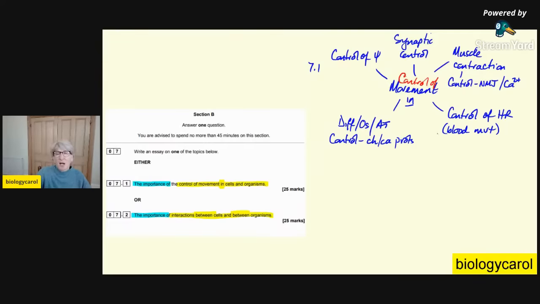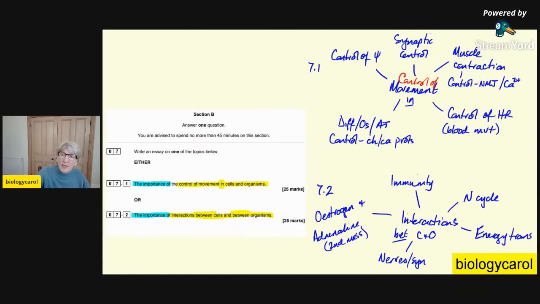But I must admit, even content-wise, I thought, oh, that felt harder. So interactions between cells and organisms, I came up with my five much more easily in terms of the content that I could write about, describing the examples. So I would naturally have gone for 7.2, but then I did always, don't just stop there, always then think about which of these examples I could talk about the importance of most easily.